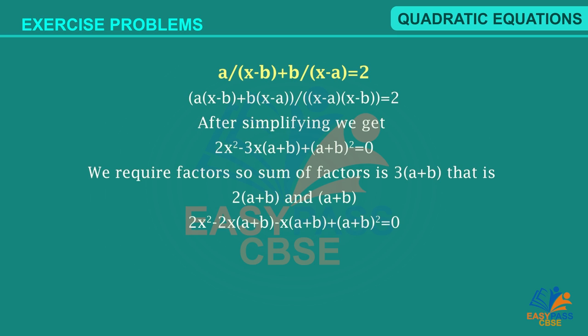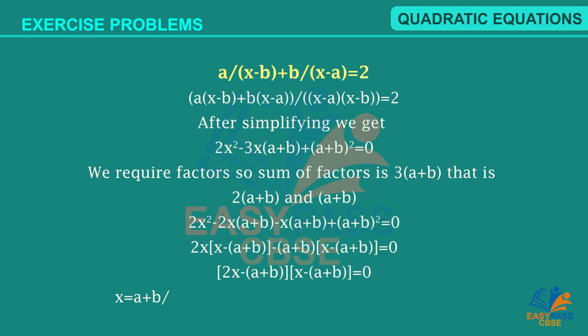From the first two terms, we take 2x common. We have x − (a + b). And from the next ones, we get x − (a + b). So (2x − (a + b))(x − (a + b)) = 0. In the final one, we have x = (a + b)/2 or x = a + b as solutions of the equation.